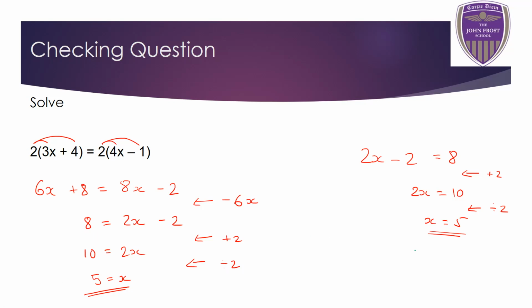Okay, and then let's just double check. Always good to double check that works. These two sides need to be equal to each other, don't they? So if x is 5, this bracket would be 3 times 5, which is 15, plus 4, which is 19. 2 times 19 is 38. So then same on the other side. If x is 5, then this is 4 times 5, which is 20. 20 minus 1 is 19. 2 times 19 is still 38.